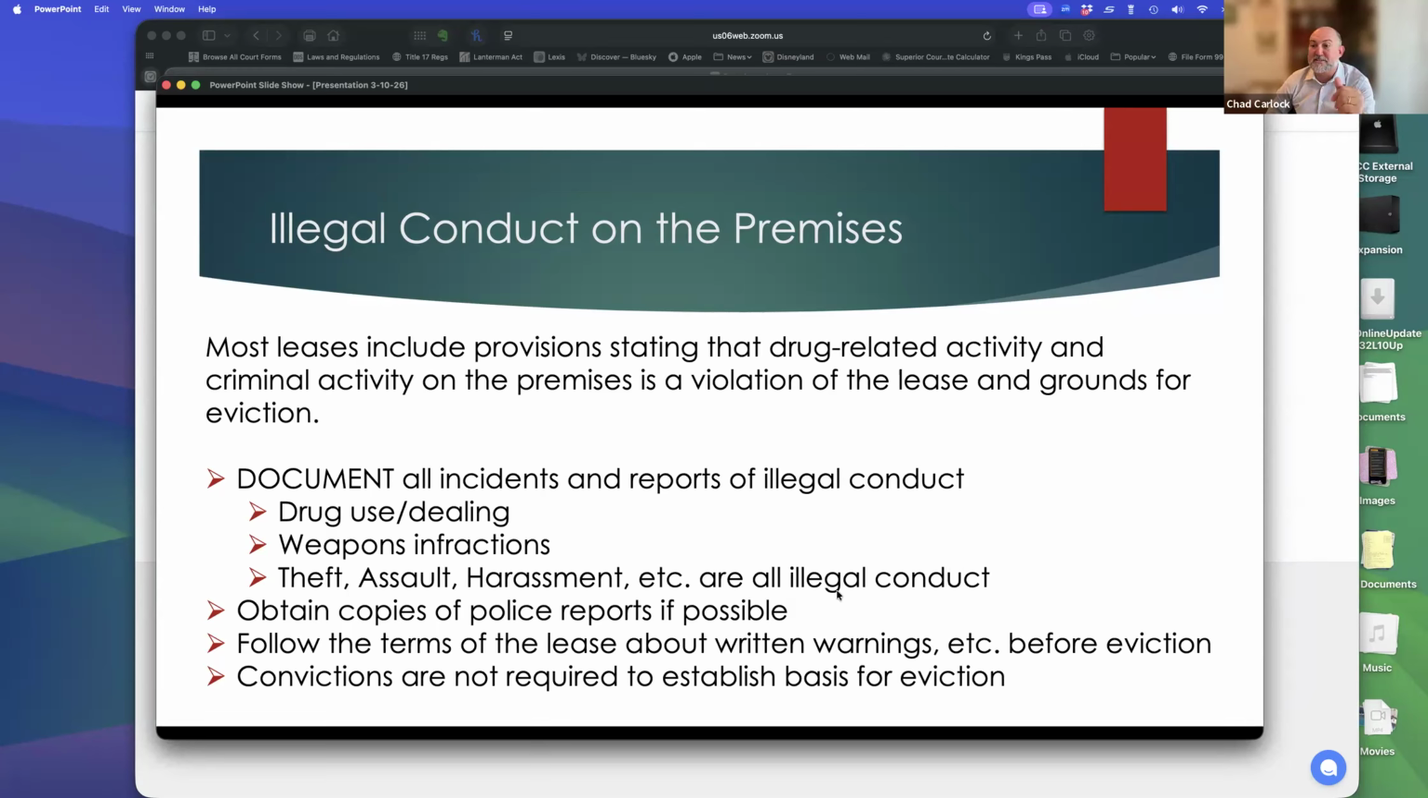This also includes things like stalking, harassment, and domestic violence. All that sort of thing is illegal conduct, of course, as well. Again, document, document, document. I think that's our theme for today.